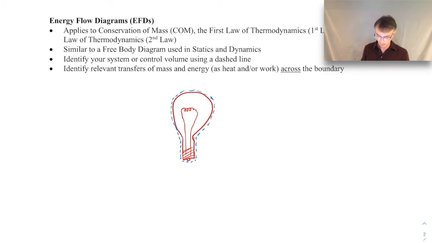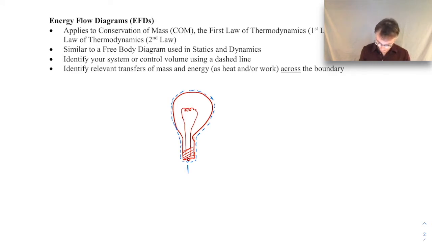I'm interested in the light bulb and the volume surrounding the light bulb. But the important thing is I'm identifying it with this dashed line so that everybody knows what it is I'm talking about. And then what I'm going to do is identify the relevant transfers of mass and energy across the boundary. Now there is no mass transfer across this boundary, right? You don't have any mass coming into or out of the light bulb. Instead, we do have transfers of energy. So I can draw those.